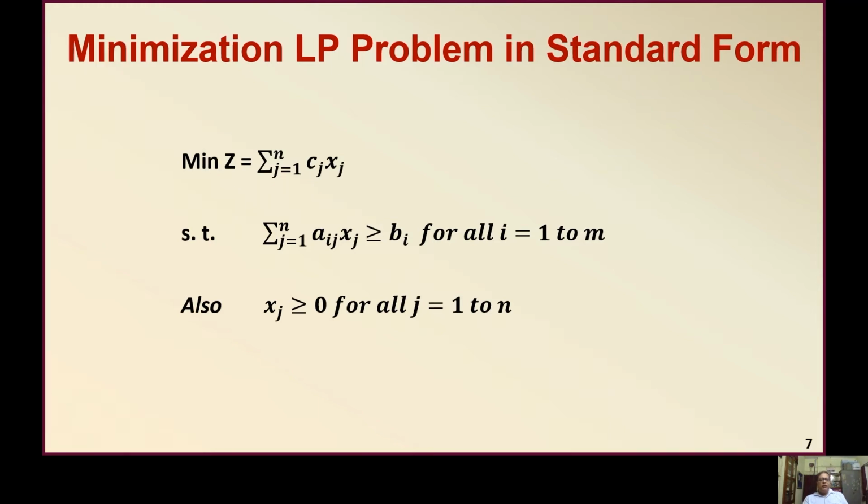Similarly, we can also have minimization LP problems, and in standard form they will be minimize z equal to sum over j equal to 1 to n of cj xj subject to sum over j equal to 1 to n of aij xj greater than or equal to bi for all i equal to 1 to m, and also xj greater than or equal to 0 for all j equal to 1 to n. So where is the difference? The difference is that the maximization problem usually has less than or equal to, and the minimization problem has greater than or equal to kind of constraints. But that is about standard form.